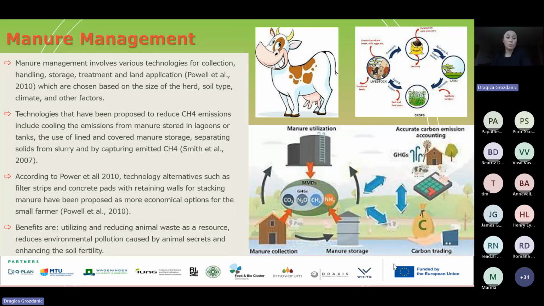Benefits of manure management include utilizing and reducing animal waste as a resource, reducing environmental pollution caused by animal excreta, and also enhancing soil fertility.